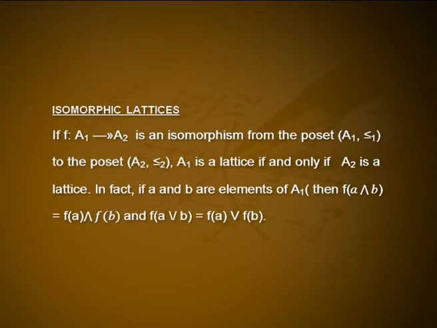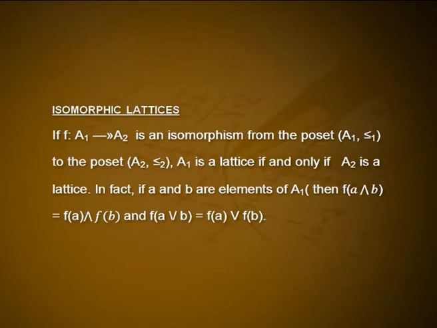Isomorphic lattices. If f from A1 to A2 is an isomorphism from the poset (A1, ≤1) to the poset (A2, ≤2), A1 is a lattice if and only if A2 is a lattice.